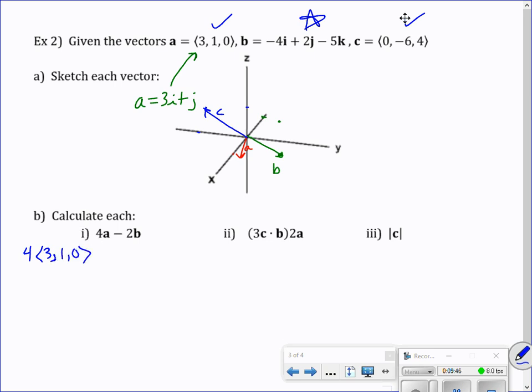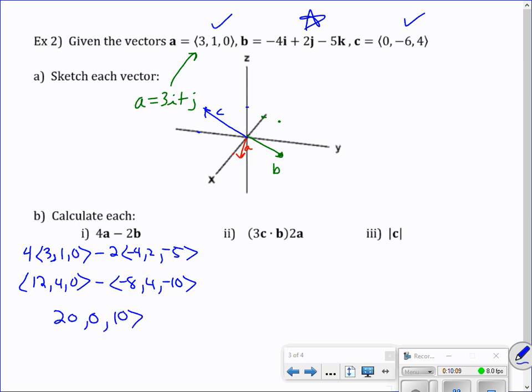Minus 2 times b, well, b is negative 4, 2, negative 5. So, you know, component form is kind of the easiest thing. So let's see, I got 12, 4, and 0. I'm subtracting. Multiply that 2 through: negative 8, 4, and negative 10. All right, so to subtract, you get 20, 0, and 10.